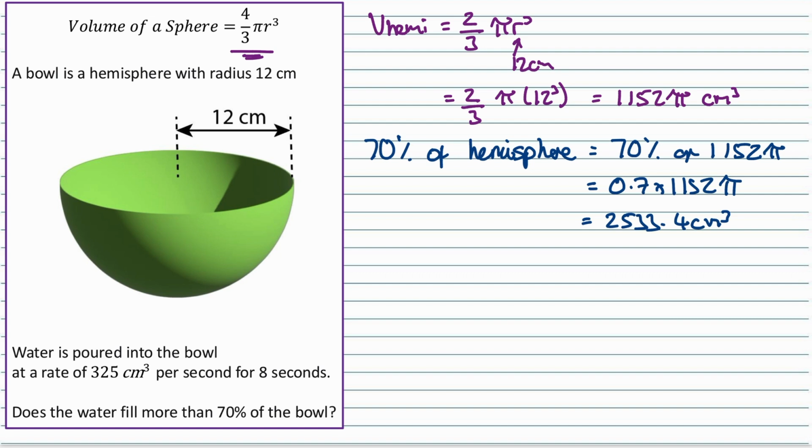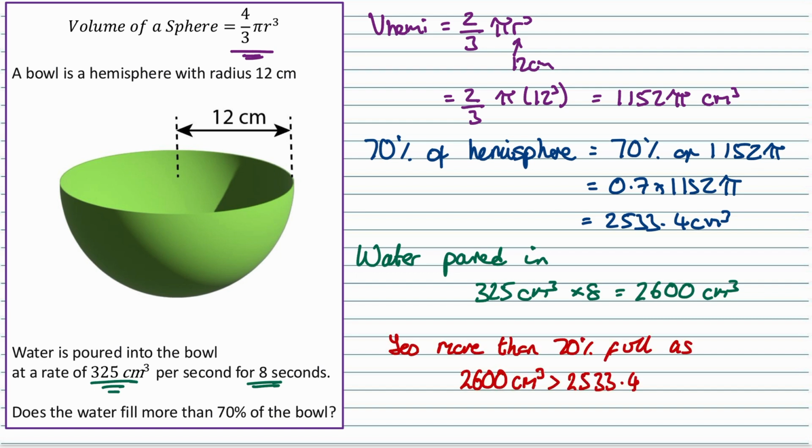Now we need to work out the amount of liquid or water that's poured into it. And we're pouring 325 centimeters cubed every second for 8 seconds. So we'll multiply this by 8. And we'll get a total of 2,600 centimeters cubed. So we'll say that yes, the hemisphere is more than 70% full, as 2,600 is greater than 2,533.4. Okay? Let's try the next question.